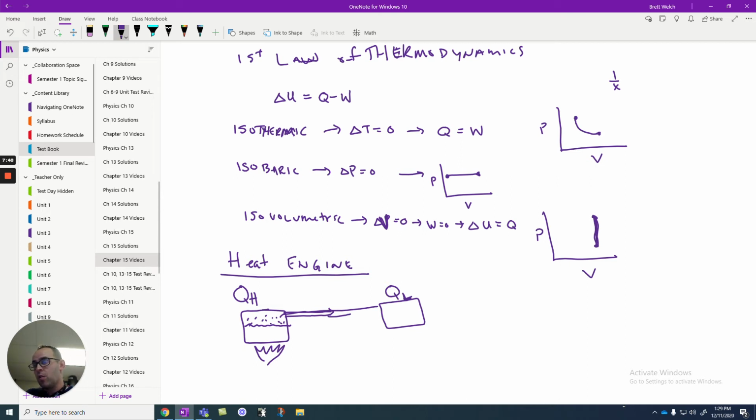Now, if along the way I put a little turbine in here, and that air comes through and it pushes the turbine and makes it spin as it goes down into the cool reservoir to cool off, I'm going to get some work out of this, aren't I? Some of the energy from that hot reservoir is going to get spent pushing that turbine around as it tries to find its way to a cooler environment. So that work is going to be a portion of QH.